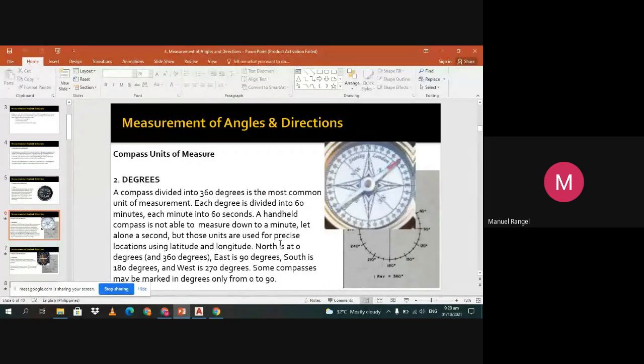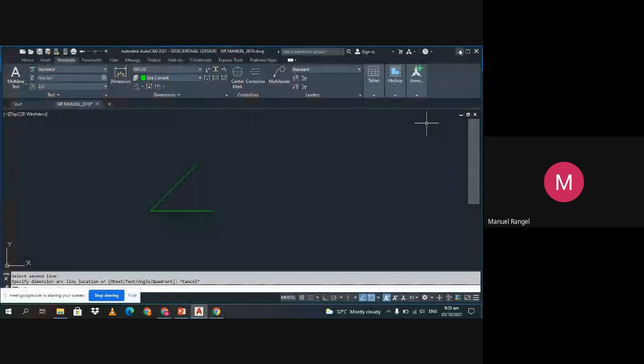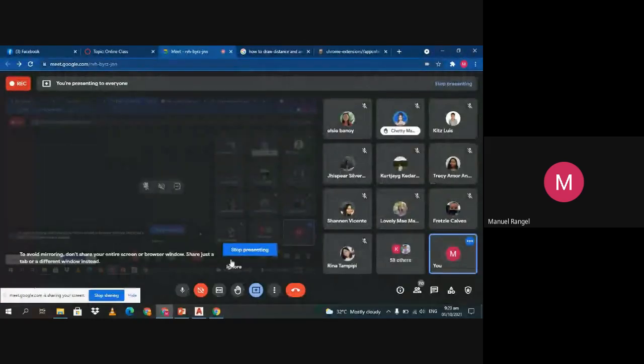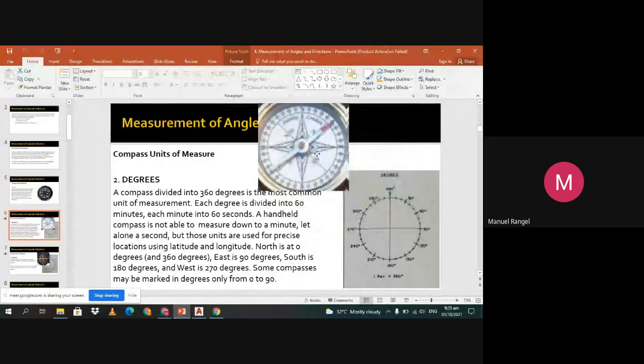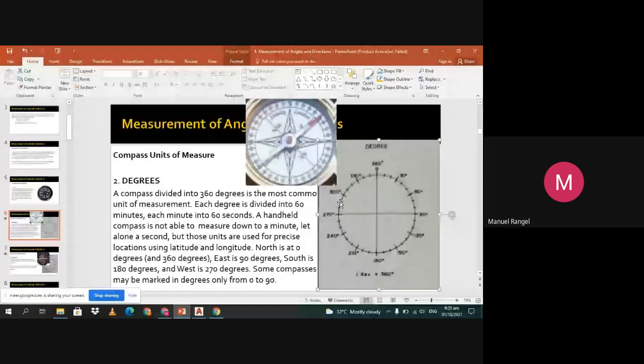Then another unit of measurement is the degrees. The circle is divided into 360 degrees in one revolution. This is the most common unit of measurement. Each degree is divided into 60 minutes and 60 seconds. Then a handheld compass is not able to measure down to a minute, let alone a second. But those units are used for precise locations using latitude and longitude.